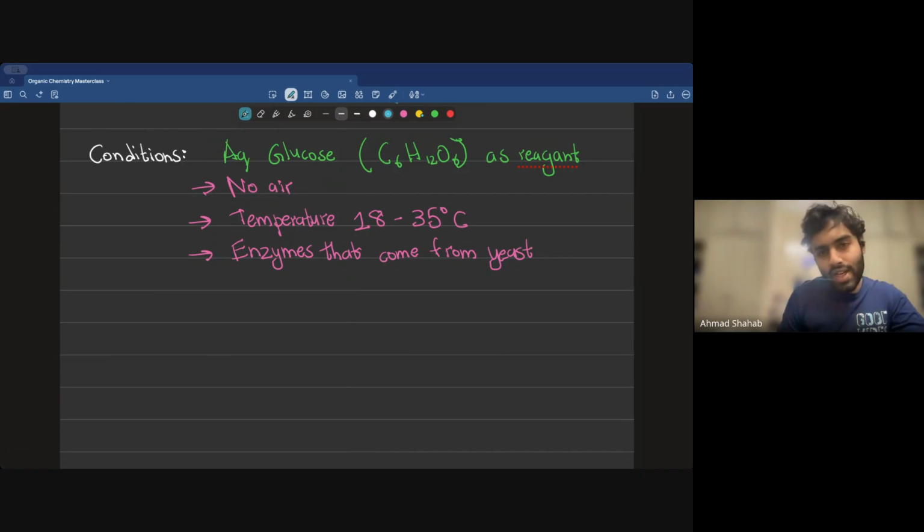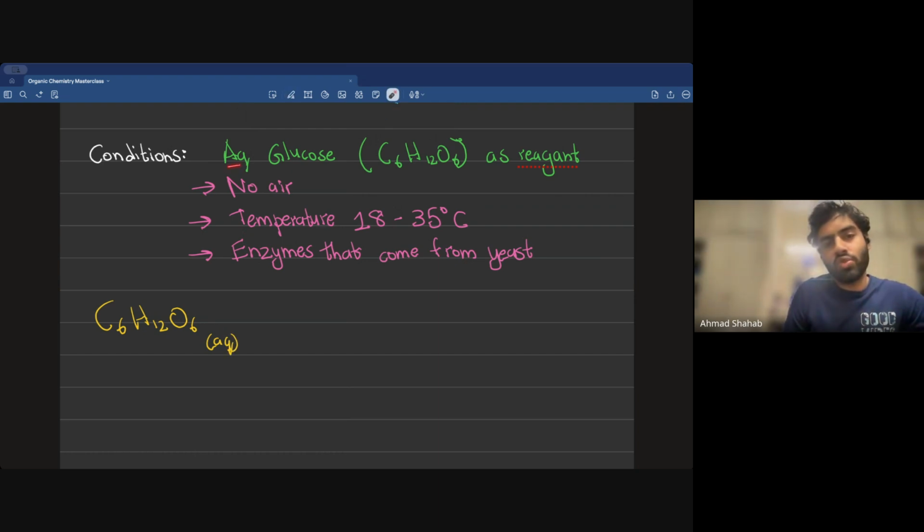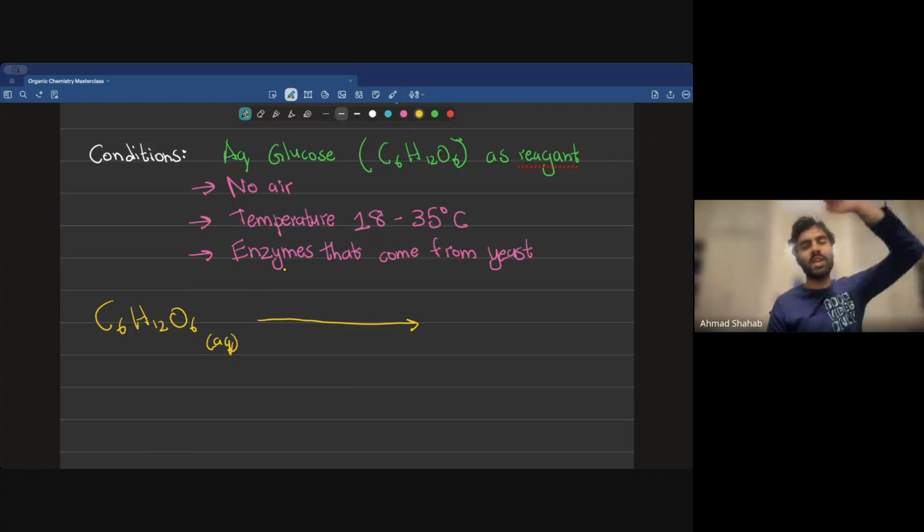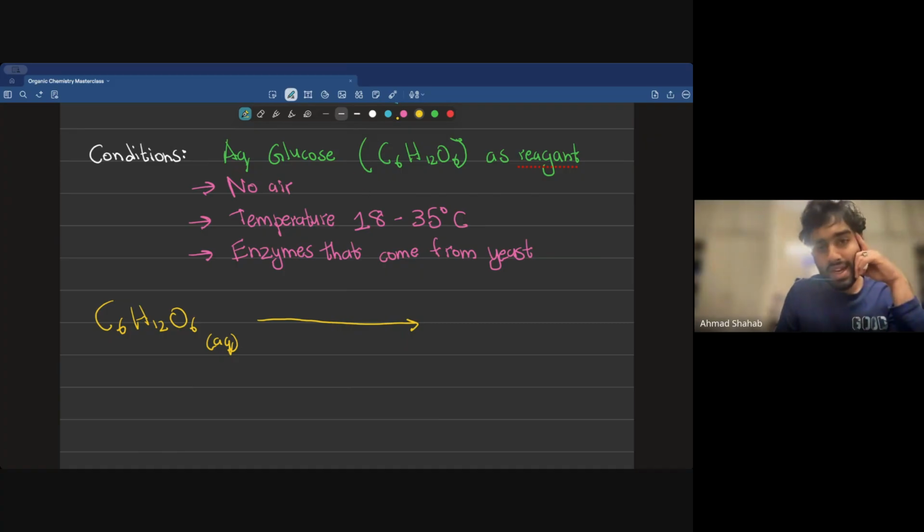All right, so let's write the equation of this reaction. The equation goes like this. We have C6H12O6, and this is going to be aqueous, because I told you the reagent for this reaction is aqueous glucose. We apply these conditions: no air, and 18 to 35 degrees Celsius is the temperature. The enzymes that come from yeast catalyze this reaction, and as a result what gets produced is C2H5OH, which is ethanol, and CO2, and what gets released is heat energy.